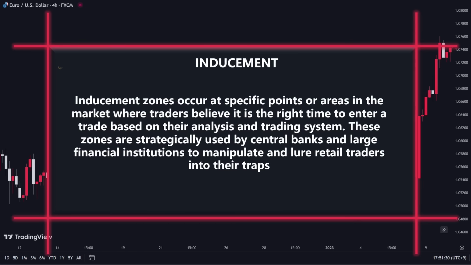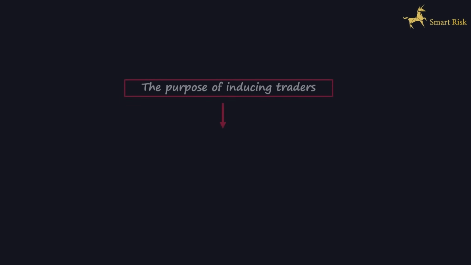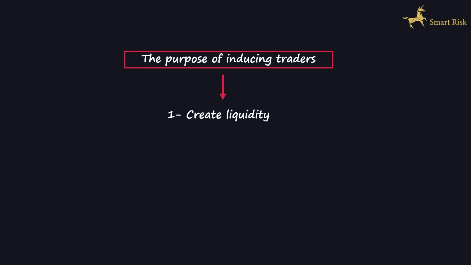Inducement zones occur at specific points or areas in the market where traders believe it is the right time to enter a trade based on their analysis and trading system. These zones are strategically used by central banks and large financial institutions to manipulate and lure retail traders into their traps. The purpose of inducing traders into these zones is to create liquidity and attract more buyers and sellers.